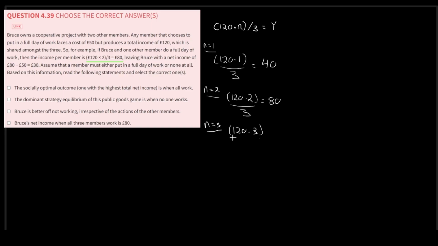120 times 3 divided by 3, that gives us 120. Now, keep in mind, that's just our income. If we take a look at our net income, that is after our cost, that is we have a cost of 50 pounds. Well, then our net income, that looks like a T, let's make that more a Y. There we go. Our net income would be our income of 40 minus 50. We would get negative 10.